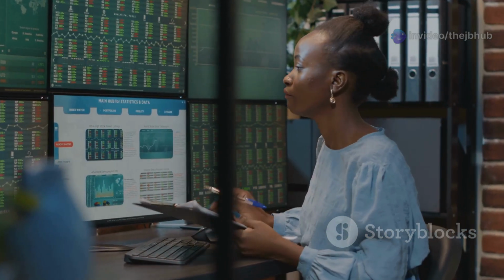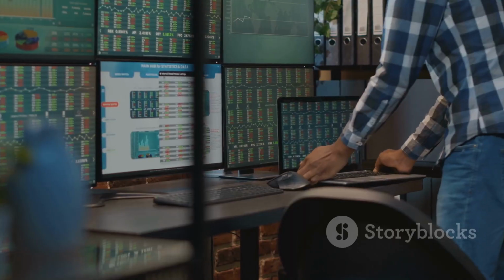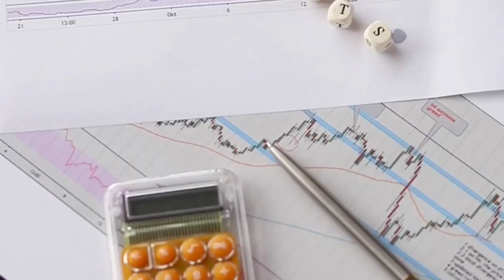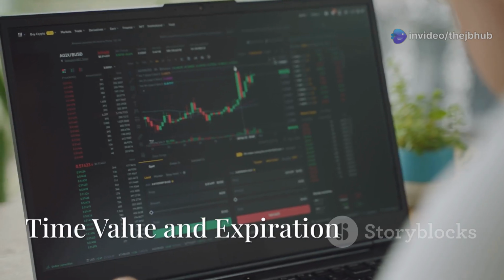If the XYZ May 30 call has a premium of 3, but the stock is trading at $30 per share, how is the premium determined? With the stock at 30, a 30 call option is at the money. This means that the option has zero intrinsic value, and therefore the entire 3-point premium is time value.